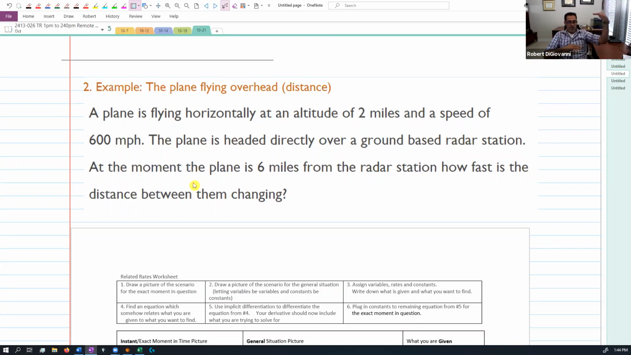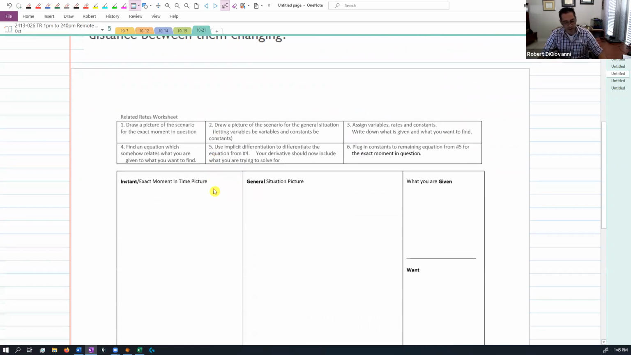And it's headed directly over a ground-based radar station. So on the ground, there's a radar, and it's headed directly over it, right? So it's not over to the side or anything. It's going to go directly over the radar station, but it's always going to be 2 miles high. So if I were going to draw this picture, I think what I could do is draw it from the side.